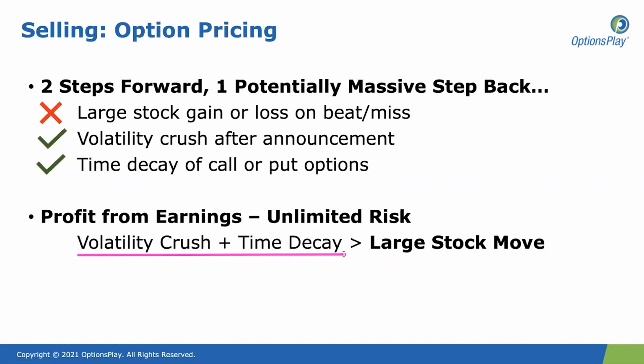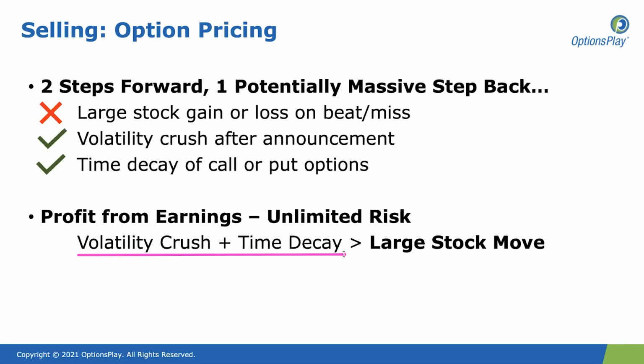So when you're selling an option, you want the stock to not move very much, so that the losses you have on the stock itself do not overcome what you're making from the volatility crush and the time decay. Does that make sense, everyone? Please type 3 into the chat window if that makes sense to you.